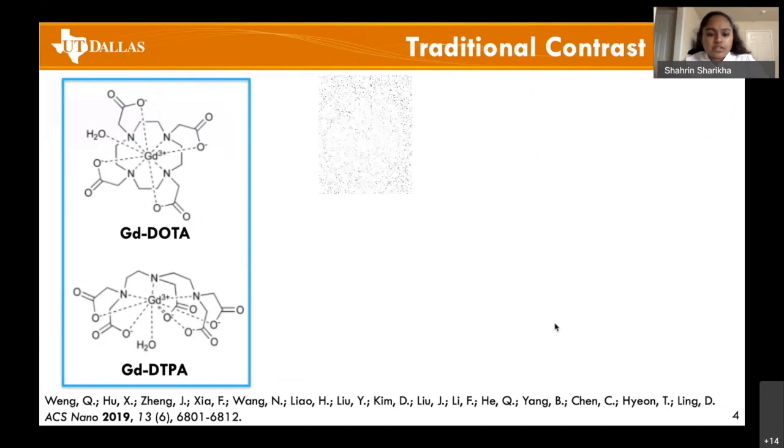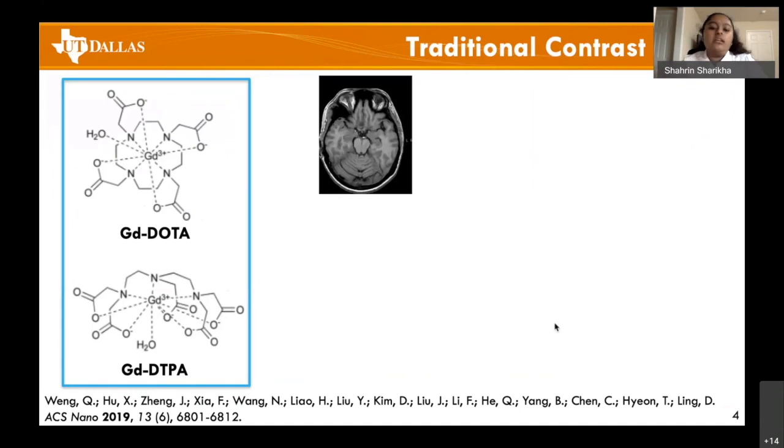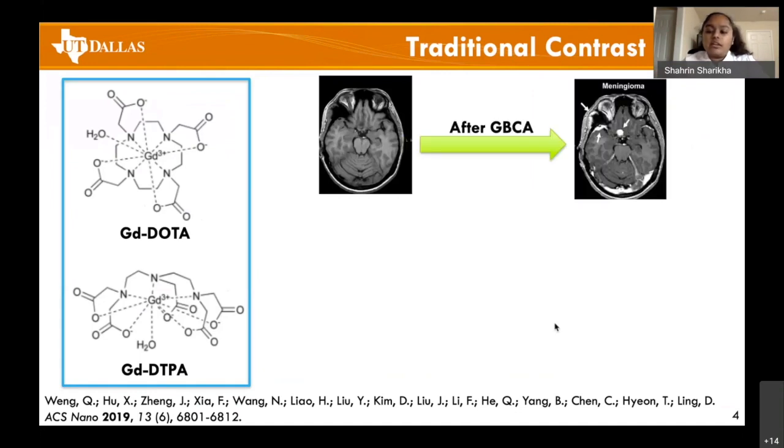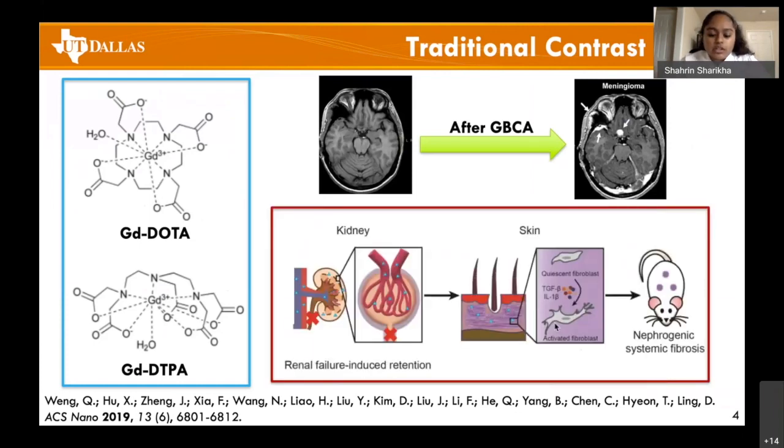So GBCAs were first introduced in 1988, and here's an example of what it looks like. It's a T1 contrast agent, and so as you can see in these MRI scans, after administering GBCA, the meningioma that was present in this patient had a much more intense signal, so you could see it much better. Now, one of the issues with GBCAs, though, is that patients who suffer from kidney dysfunction, if they're administered GBCAs, can wind up suffering from nephrogenic systemic fibrosis.